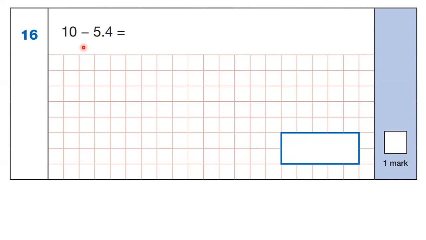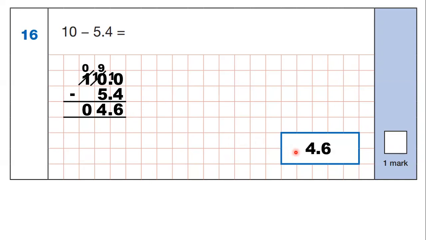Question 16. 10 minus 5.4. We could set this out as a column subtraction, so we need the 5 under the 0 to keep our place values lined up, and then we know that if we have a whole number, we can stick a 0.0 on the end of it. We need the decimal point in our answer, and now we can subtract as normal. We can't do 0 minus 4, and here, to exchange, we first need to exchange with our tens and units, and now we can exchange with our units and tenths.